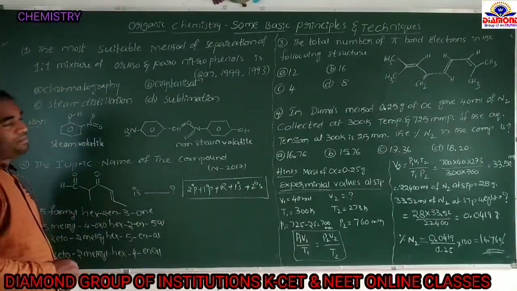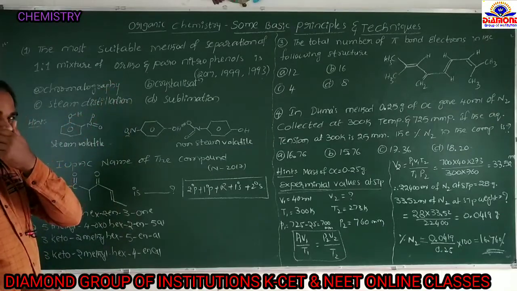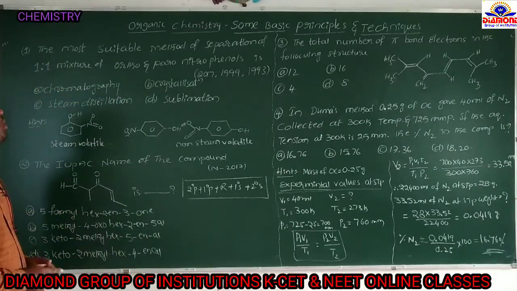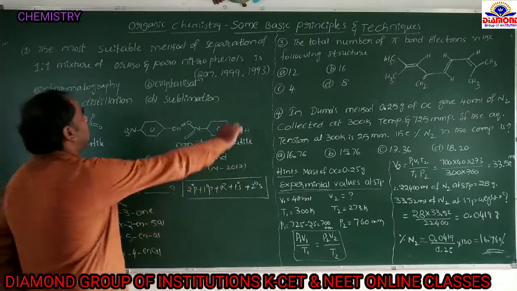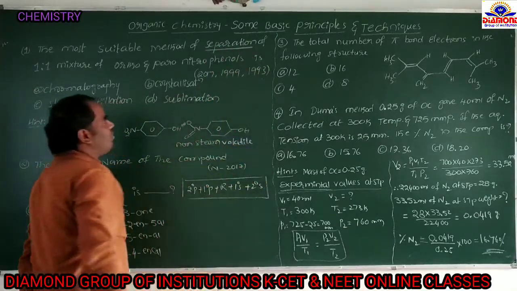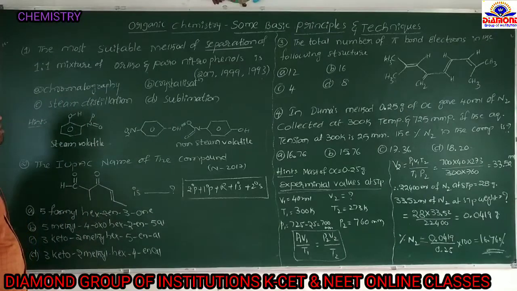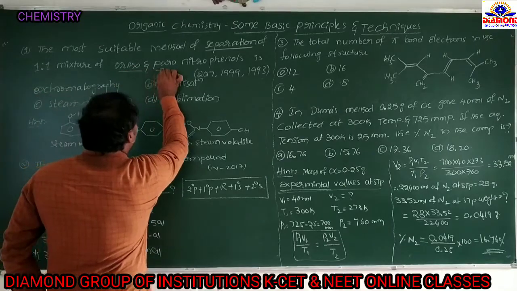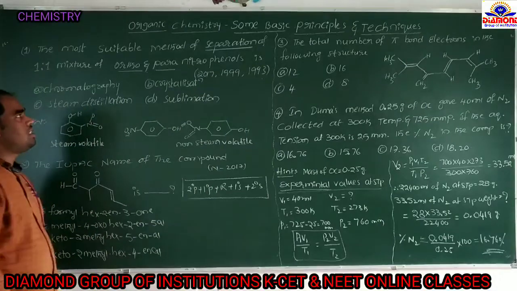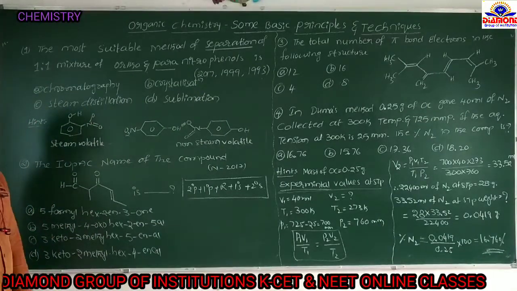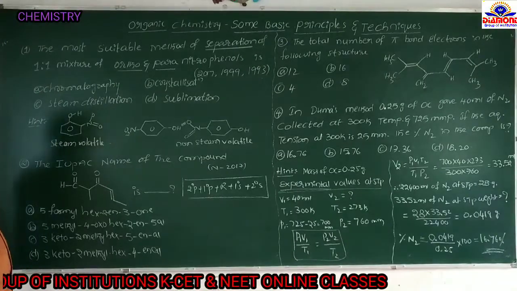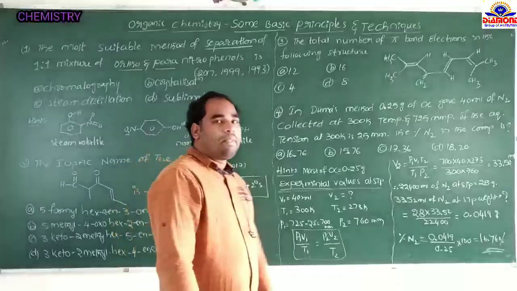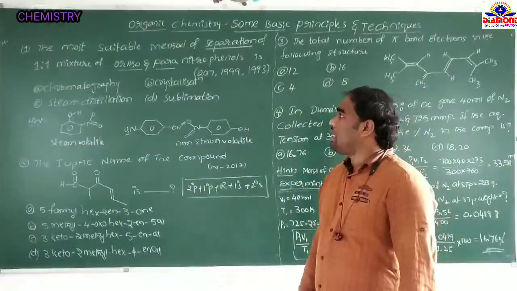So in that, the first one is the separation method, purification method of organic compounds. The most suitable method of separation of a 1:1 mixture of ortho and para nitrophenol is: option A, chromatography technique. Option B, crystallization. Option C, steam distillation. Option D, sublimation technique. Okay, so here the question is about what?